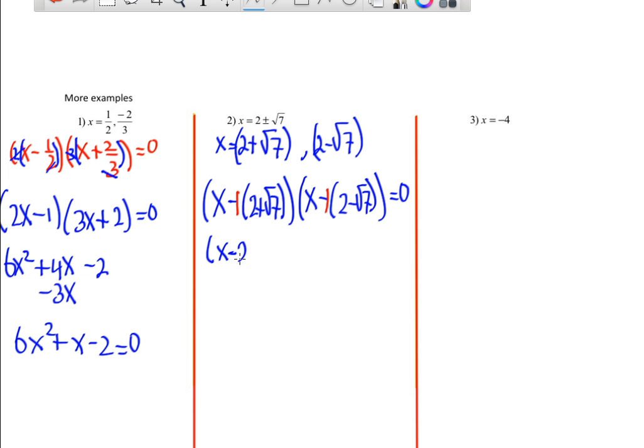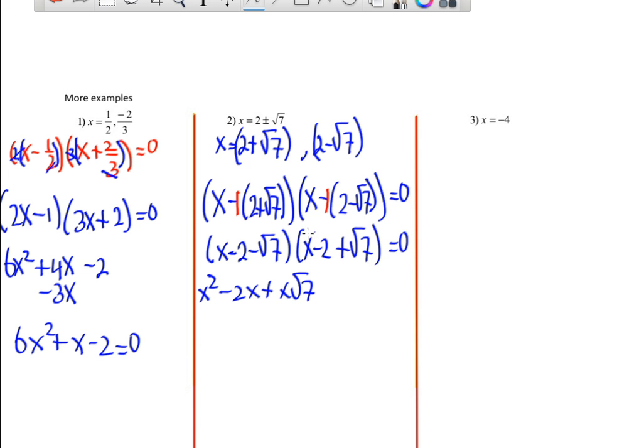So we end up with a negative 2 minus the square root of 7, and you end up with x minus 2 plus the square root of 7. Okay. Now the long way here would be to multiply it out. So we're going to do x times x, which is x squared. You're going to do x times a negative 2, that's a negative 2x, and x times the square root of 7. So that's plus x square root of 7.